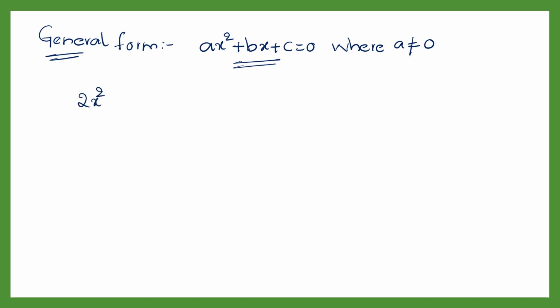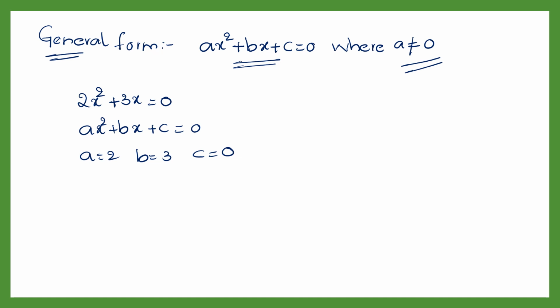2x square plus 3x is equal to 0. If you compare this with ax square plus bx plus c is equal to 0, you get a is equal to 2, b is equal to 3, c is equal to 0. Here they are telling only one condition: a should not be equal to 0. b can be 0, c can be 0. So this equation is in the form of ax square plus bx plus c is equal to 0, so this equation is a quadratic equation.